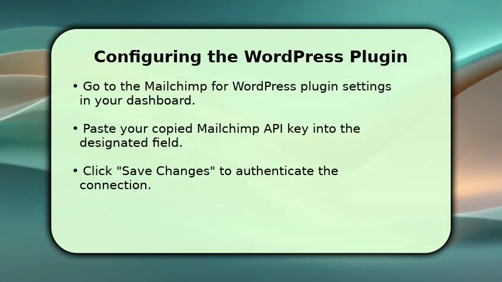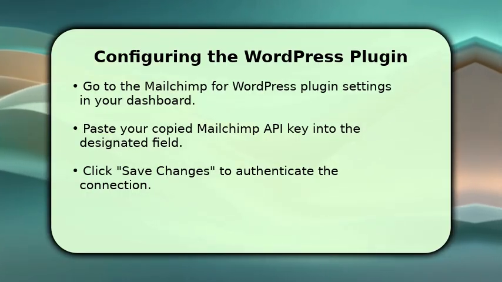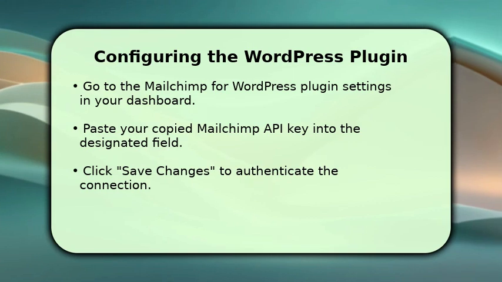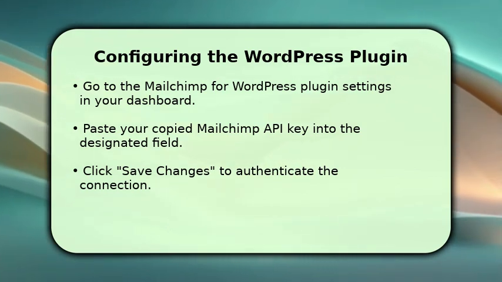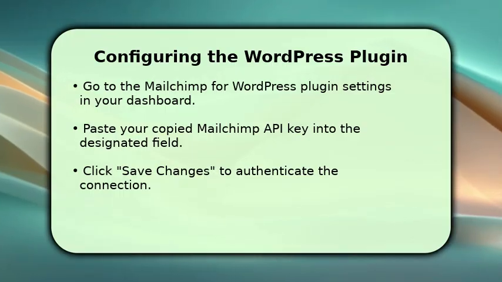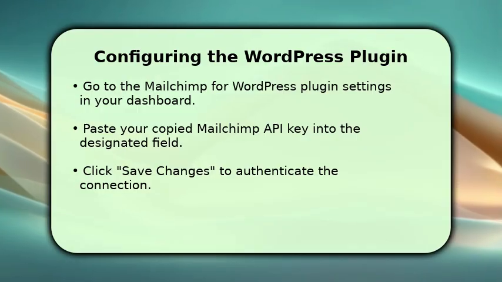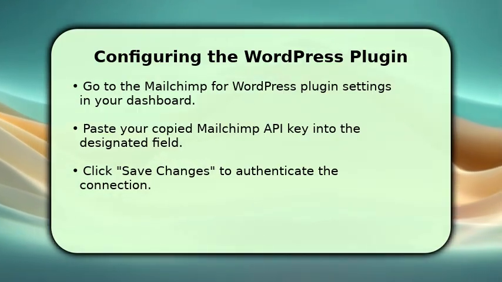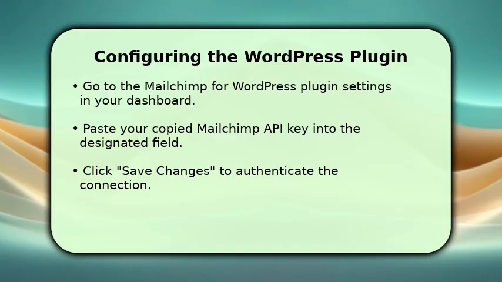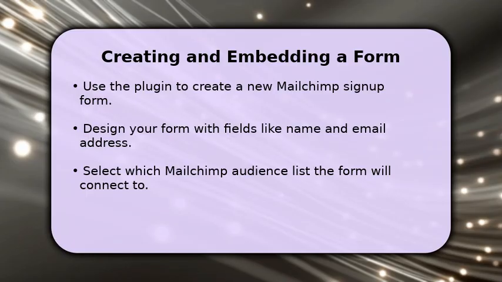Now head back to your WordPress dashboard. Find the Mailchimp for WP or MC4WP menu item, usually under Settings or its own dedicated section. Click on it and locate the field for the API key. Paste the API key you just copied from Mailchimp into this box. Hit Save Changes. The plugin should now show a successful connection, confirming that your WordPress site is linked to your Mailchimp audience.